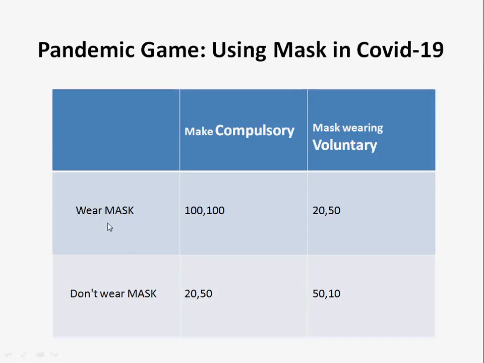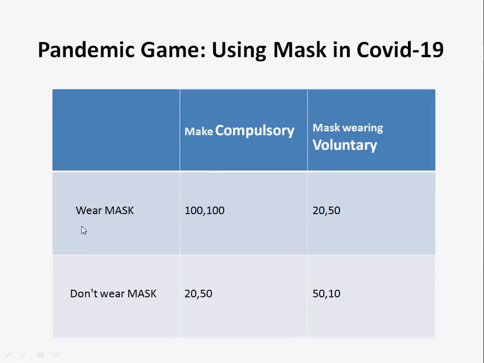If citizens choose to wear a mask, and the government makes it compulsory, then citizens get 100, and the government also gets 100. Citizens get 100 because, due to wearing a mask, the rate of infection is low. They also don't have to pay a fine, because they are wearing masks and not violating the government rule. So they get 100 utility. Since citizens are wearing masks and infection is low, the government will also get 100 utility.